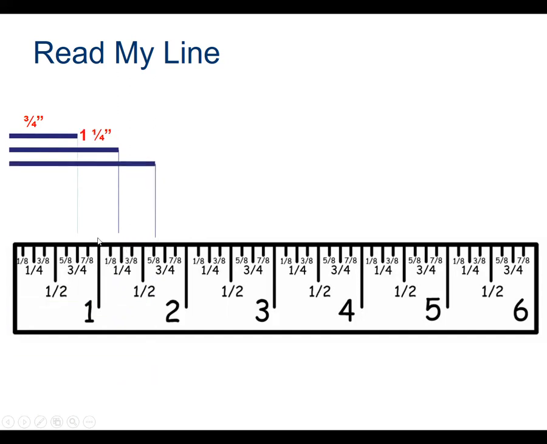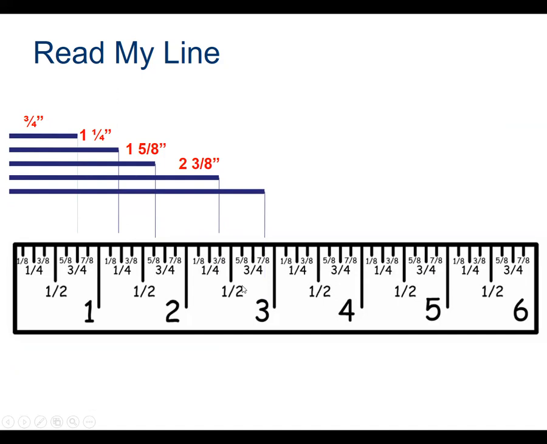This one goes to the 1, but then it goes all the way to the 5/8 mark. So I believe they want us to say 1 5/8. Let's see. Yes. This one goes past the 2 inch and to the 3/8 mark. So this is 2 3/8. Now this is a nice ruler. It has every mark labeled. Not all rulers are that way, as you will see.